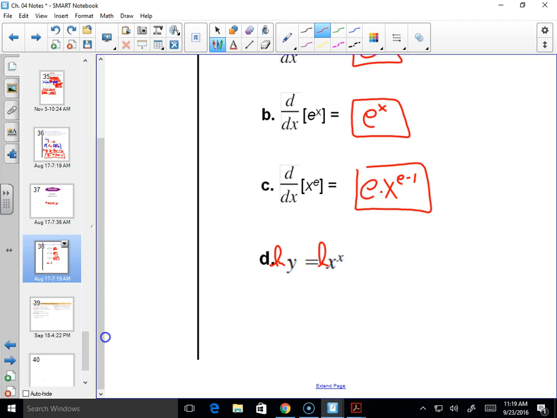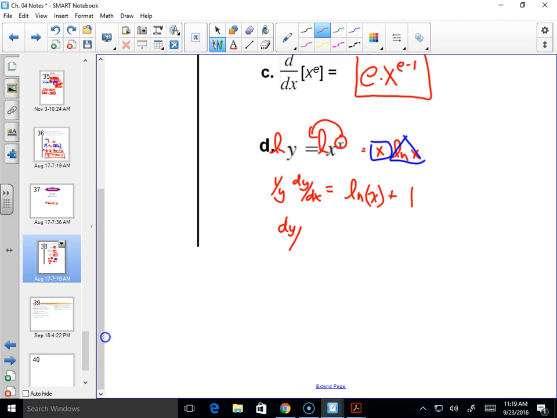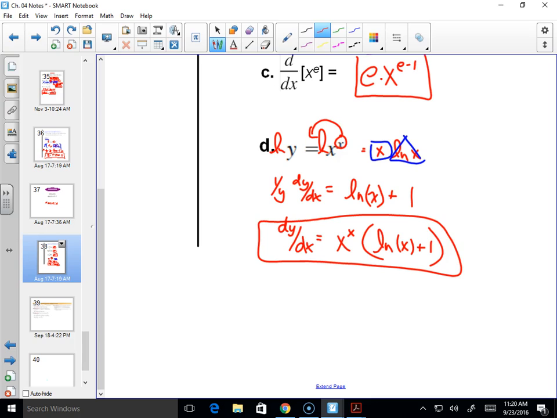This is the one that we saw yesterday. We pull the x down in front, and then take the derivative: 1 over y dy dx is equal to the product rule. Second d first would be ln of x, plus first d second would be x over x, which is 1. So final answer is ln of x plus 1 times x to the x. My bad, it's plus 1.